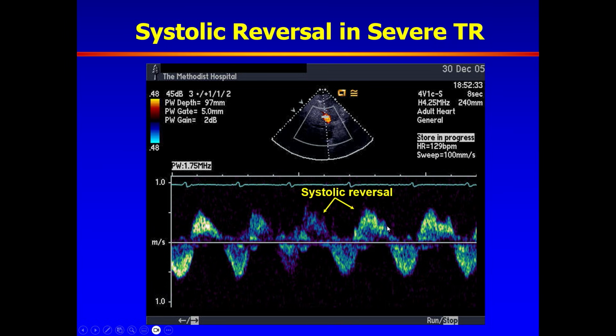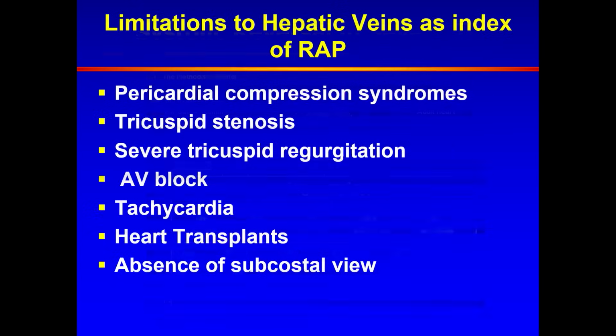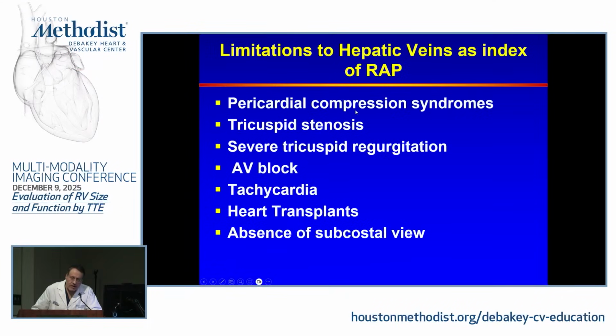Systolic reversals can be recorded, and if they are consistent with every cardiac cycle in someone in sinus rhythm, it is severe TR or moderate to severe TR until proven otherwise. High specificity, in excess of 85-87%. There are limitations in patients with pericardial compression syndromes. They can affect the ratios and the relations between systolic and diastolic flows. Significant tricuspid valve disease, arrhythmias, heart transplant recipients, and of course if you don't have subcostal views.